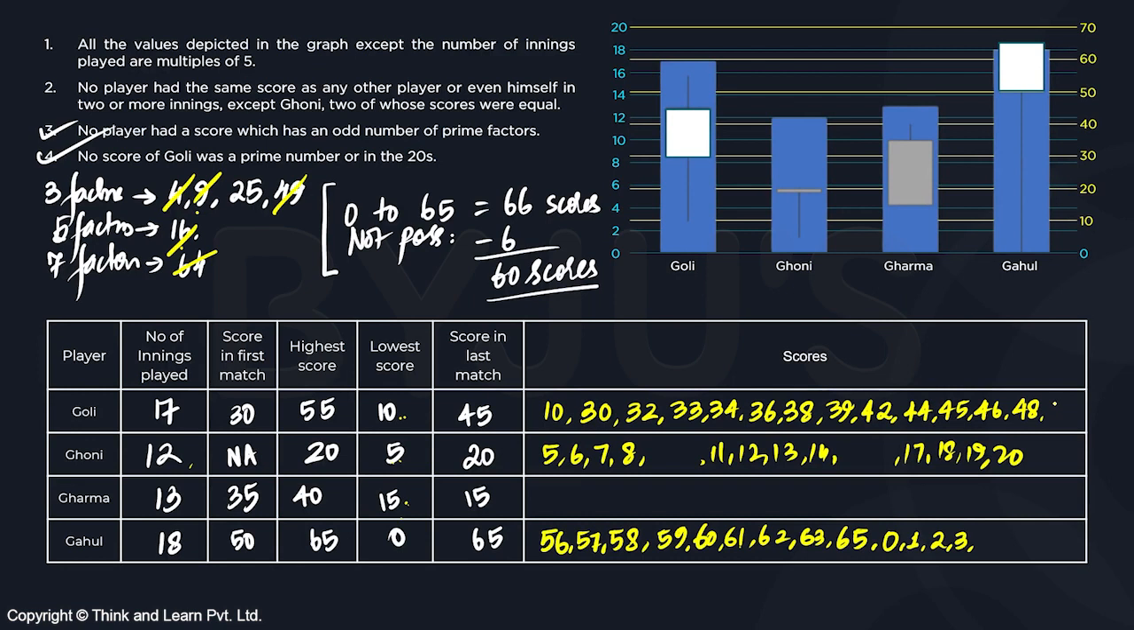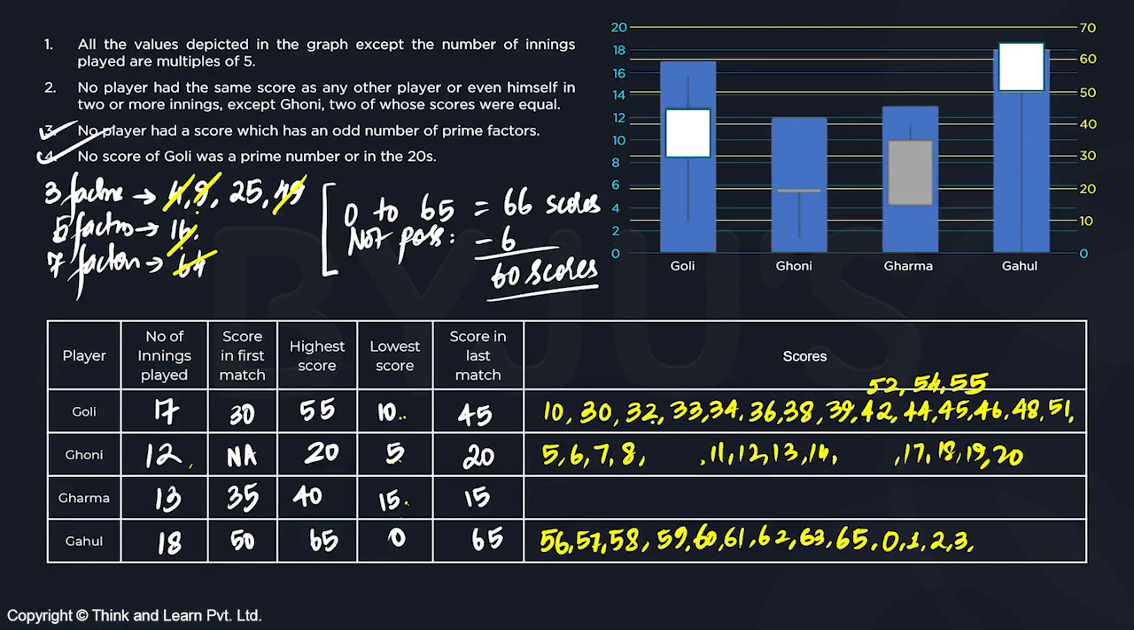We can't take 50 because 50 is one of the scores of Gahul. Can we take 51? Of course, 51 is not a prime number. Can we take 52? Yes. 53 is a prime number. We can't take that. We can take 54. We can take 55. 56 onwards we can't take because it goes to Gahul.